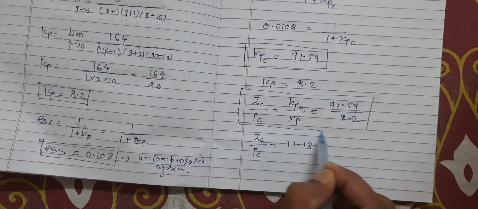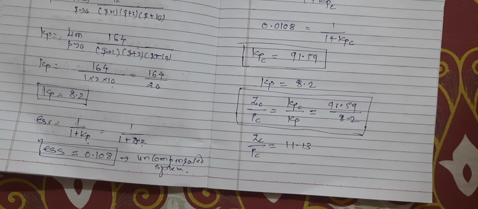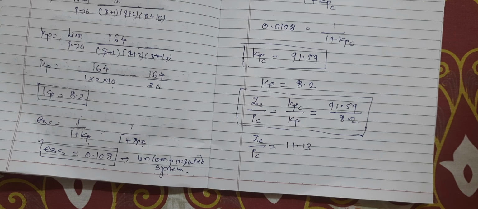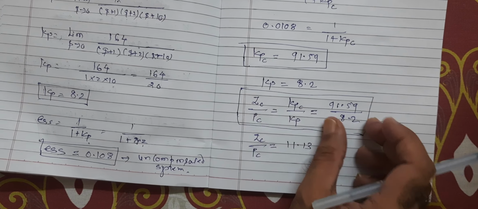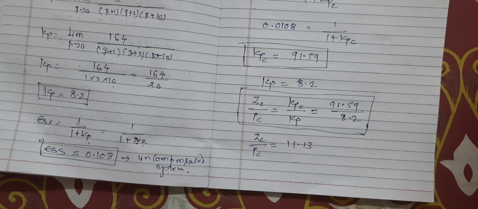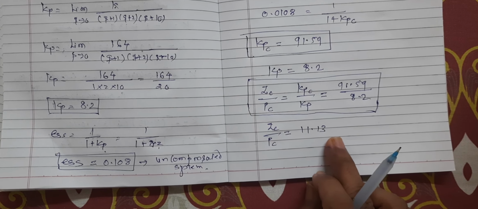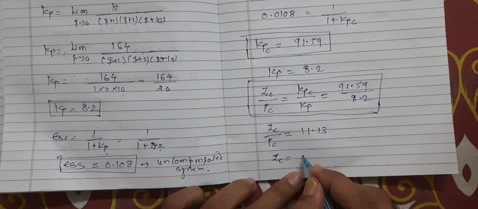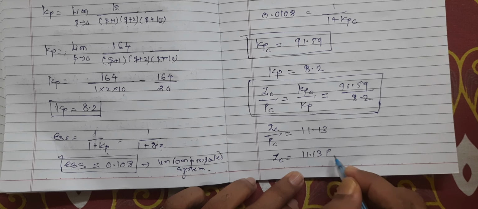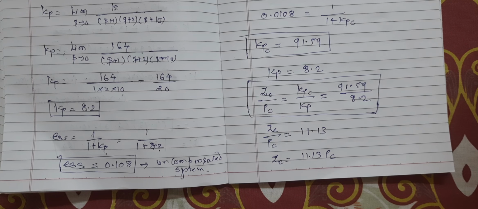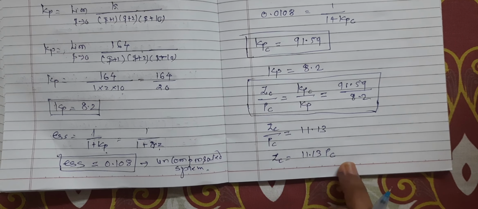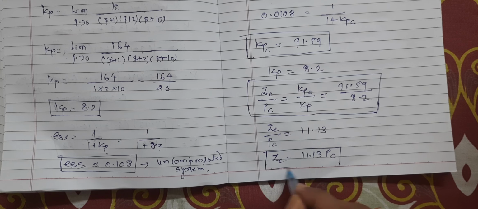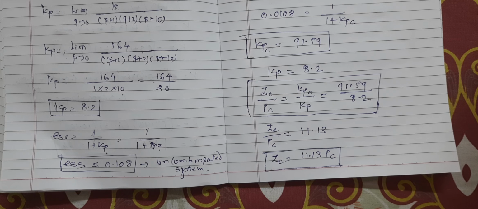For the lag compensator, ZC divided by PC is equal to Kpc divided by Kp. These equations you have to remember and put the values here. We will get ZC divided by PC equal to 11.13. Now this ZC is equal to 11.13 multiplied by PC. So these equations we know.